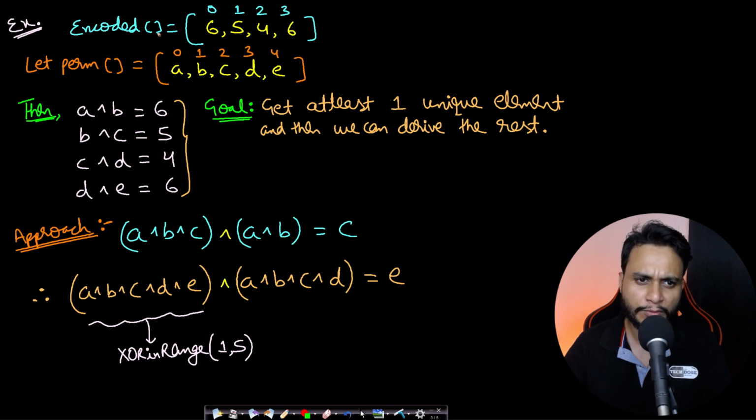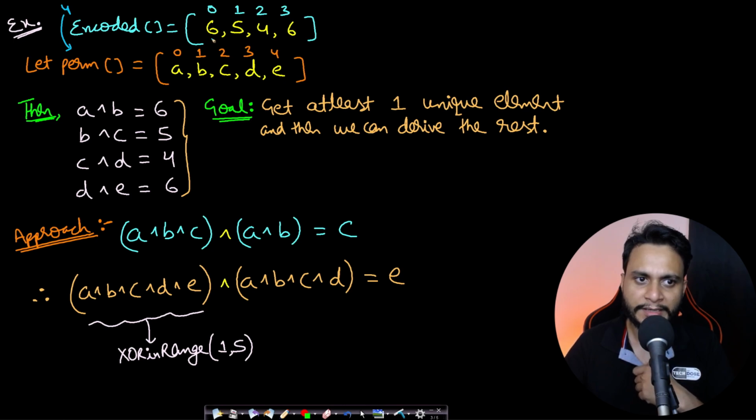In this case, the encoded array is 6, 5, 4, 6. Now let the permutation array have 5 elements, because if the encoded size is 4, the permutation size will always be 5, which is n, right? So let's say all the elements are A, B, C, D, E.